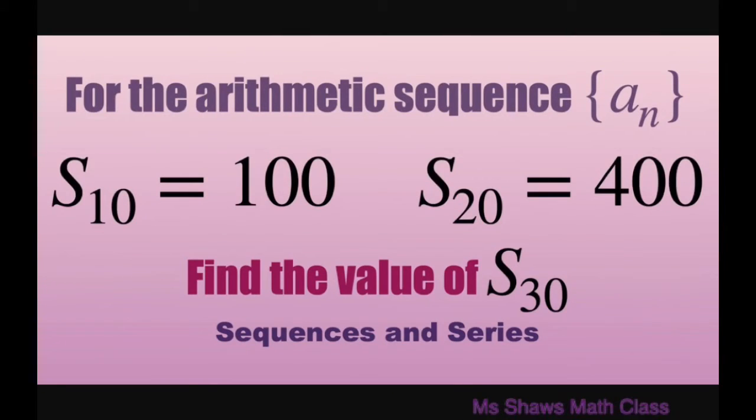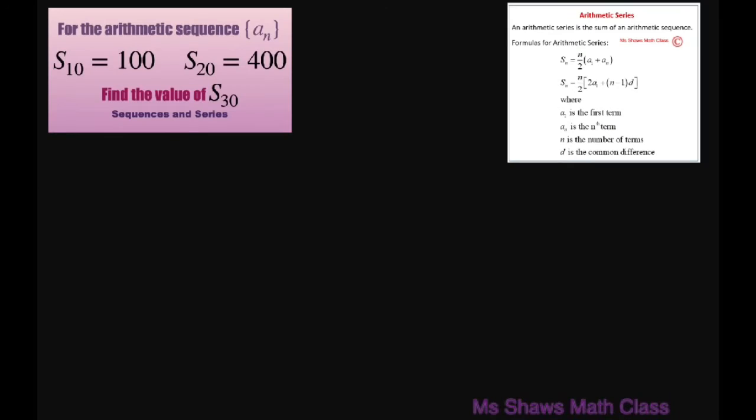Everyone. For the arithmetic sequence a sub n, we have the sum of the first 10 terms is 100, the sum of the first 20 terms is 400, and we want to find the value of the sum of the first 30 terms. So basically we're going to use this formula here and write a system of equations.